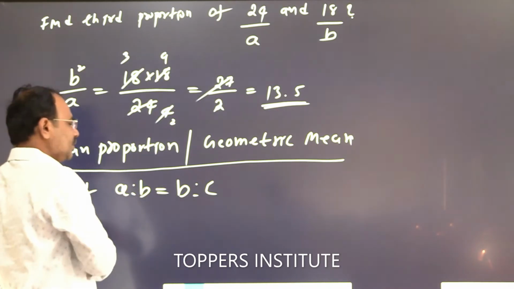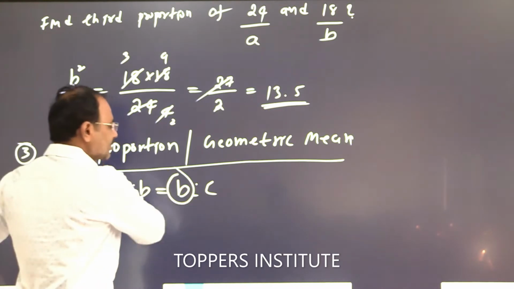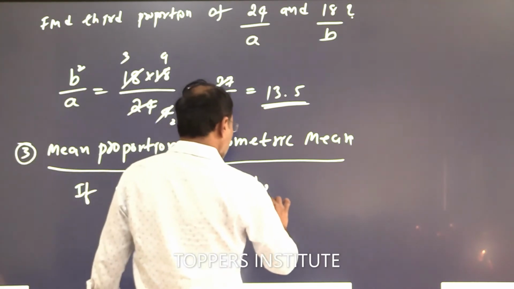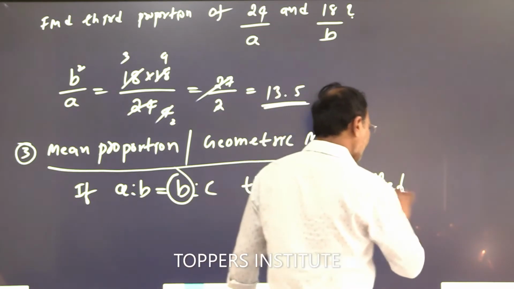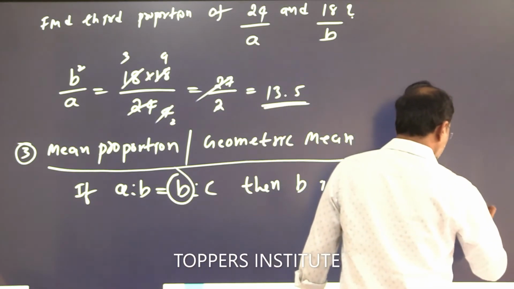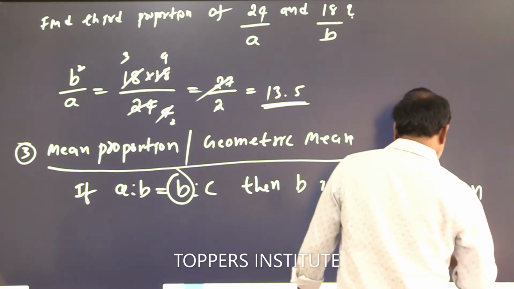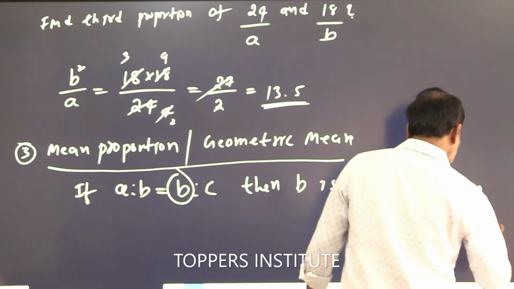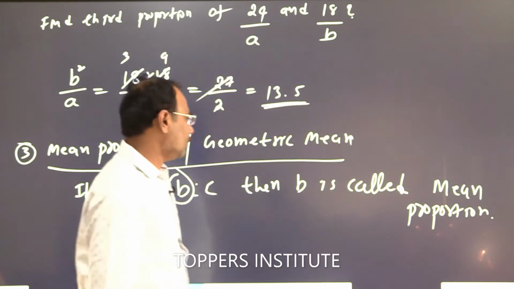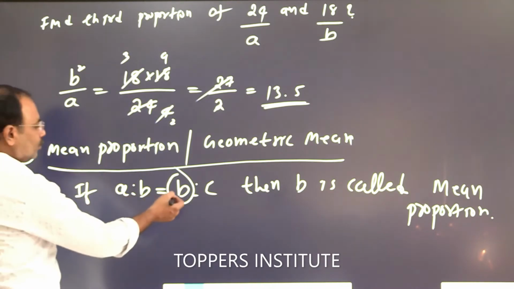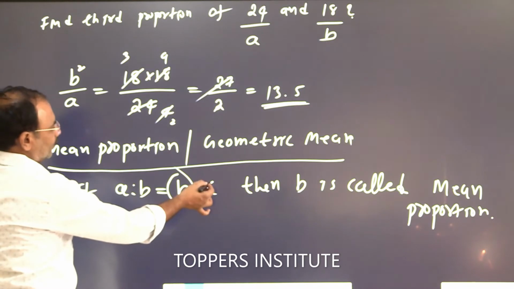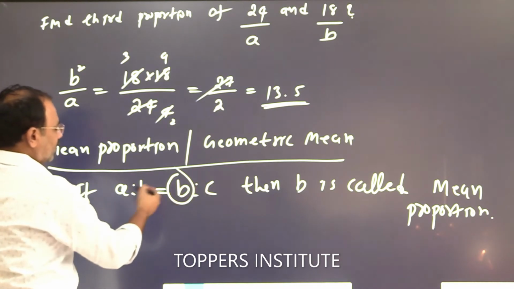If A is to B is equal to B is to C, then B is called mean proportion. So this is a mean proportion or geometric mean. So A is to B is equal to B is to C అయితే C ని ఇంతకు ముందు ఏమన్నాం? థర్డ్ ప్రపోర్షన్ అన్నాం. థర్డ్ ప్రపోర్షన్ ఆఫ్ A and B.